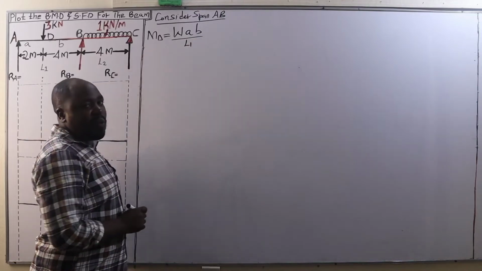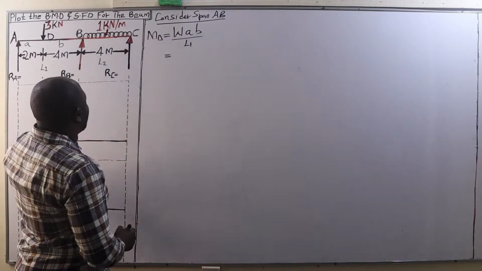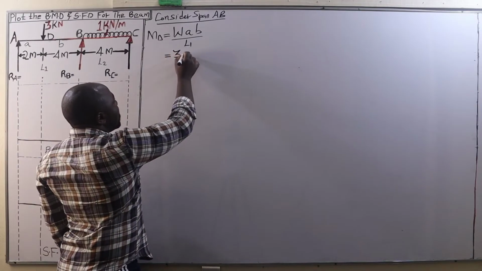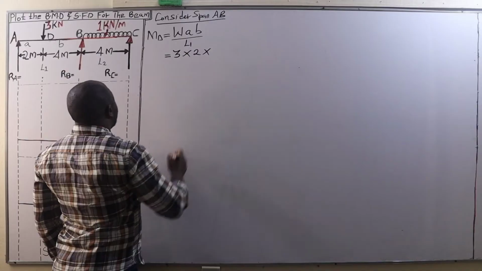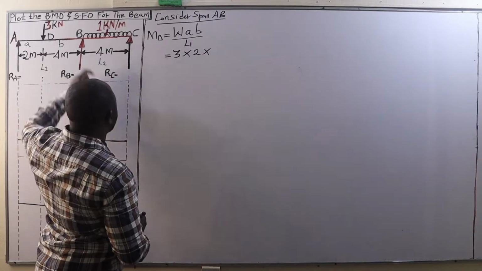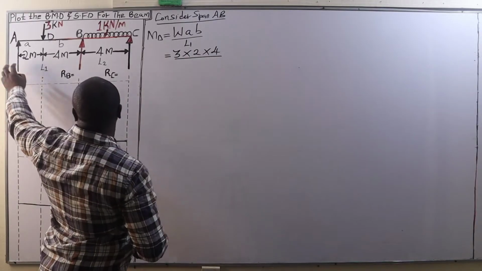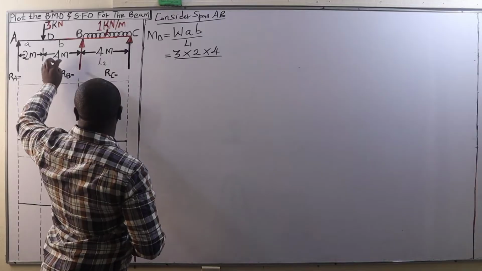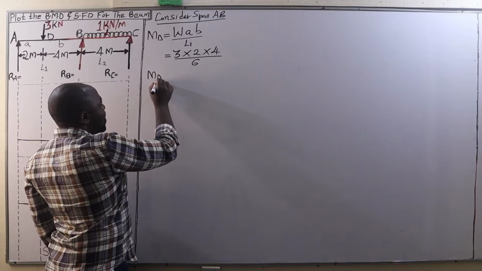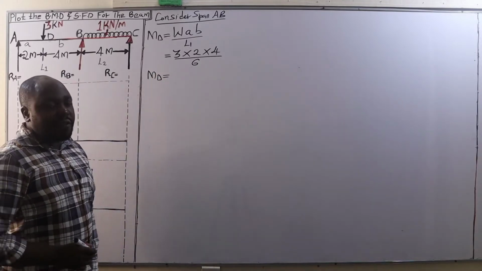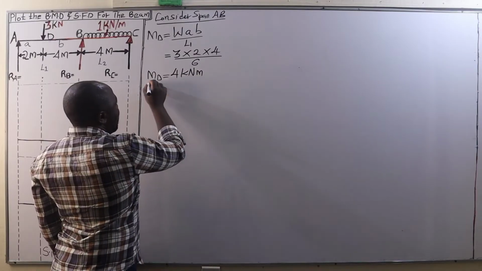divided by L1. In this case, W is the point load of 3 kilonewtons at D. Therefore, that's going to be 3 multiplied by A, which is 2 meters, multiplied by B, which is 4 meters, the distance from D to B. And then we divide by L1, the span from A to B, which in total is 6 meters. This gives us a bending moment of 4 kNm.